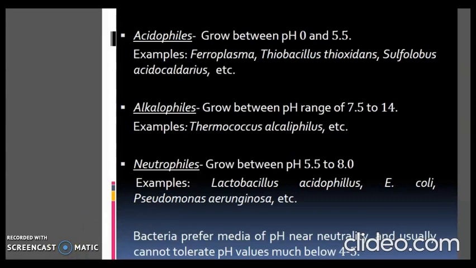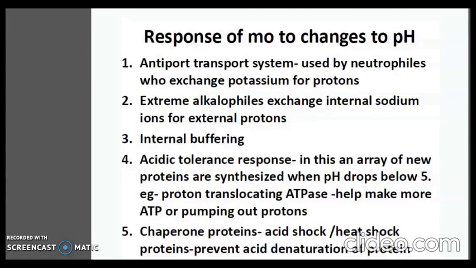They maintain a neutral cytoplasmic pH by various mechanisms because usually they cannot tolerate pH values much below 4 to 5 range. So the microorganism must also adapt to change in environmental pH in order to survive. The plasma membrane may be relatively impermeable to protons. Neutrophils also exchange protons for potassium ions using an antiport transport system.